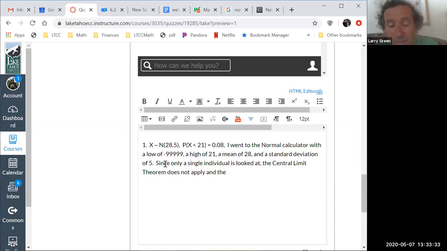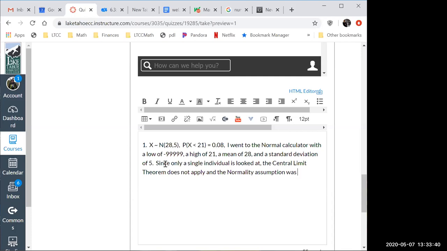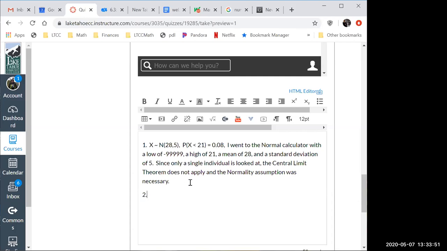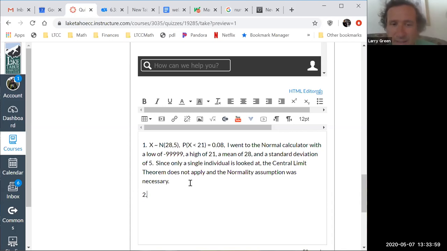And the normality assumption was necessary. Any questions on part 1? So do we have to say both of those, that the central limit theorem doesn't apply and the normality assumption was necessary? Yeah, so the reasoning behind it is that the central limit theorem doesn't apply.